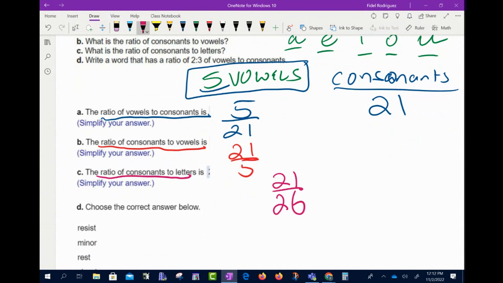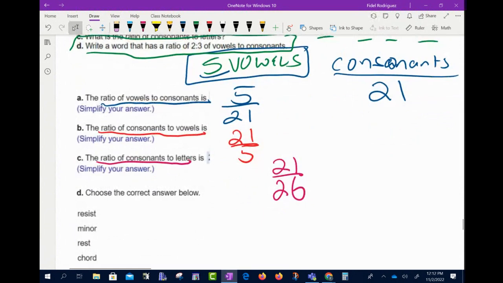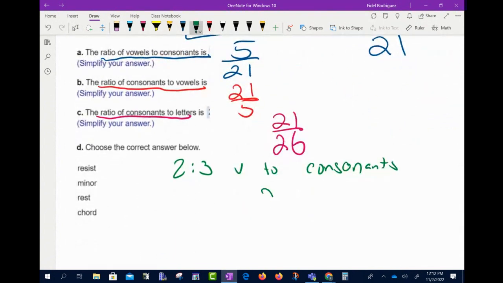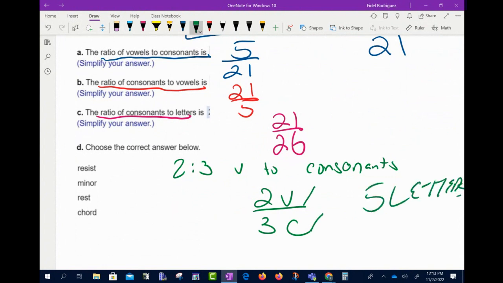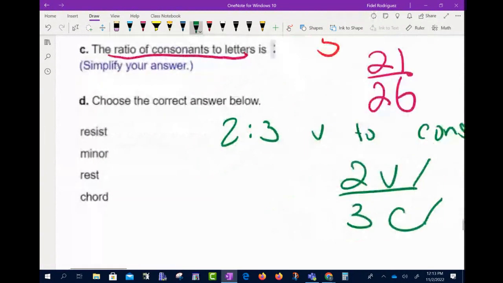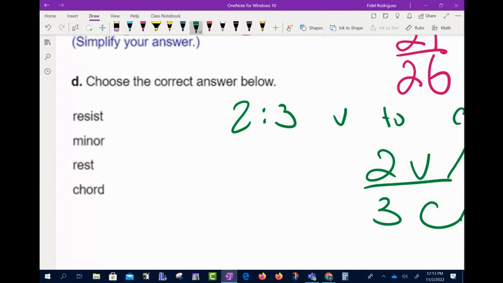Okay, and then part D, D as in dog, says write a word that has a ratio of 2/3 of vowels to consonants. Okay, so guys, when they're telling me 2 to 3 vowels to consonants, what they're telling me is that we want to have 2 vowels and 3 consonants, okay? So this is a multiple choice question here, y'all. So all I'm going to do is look at my choices, and say, okay, well, look, if I have 2 vowels and 3 consonants, that's telling me that I'm going to have a total of 5 letters, okay? So I'm going to look at my choices here, and say, which ones have 5 letters? 2, 4, 6, that's too many. 1, 2, 3, 4, 5.